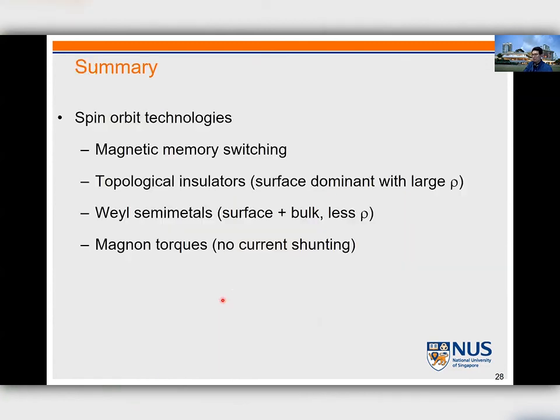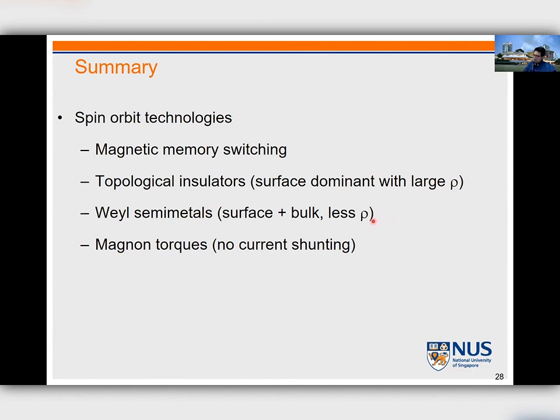So as a quick summary, I showed you mostly spin-orbit technology-based magnetization switching. Initially, we used topological insulators. Then we found there is a dominant surface transport with very large resistivity, which is a disadvantage in terms of the total power consumption. So then we utilized the Weyl semimetals, which have surface as well as bulk transport. Due to much smaller resistivity, we were able to see much smaller power consumption compared to topological insulators.